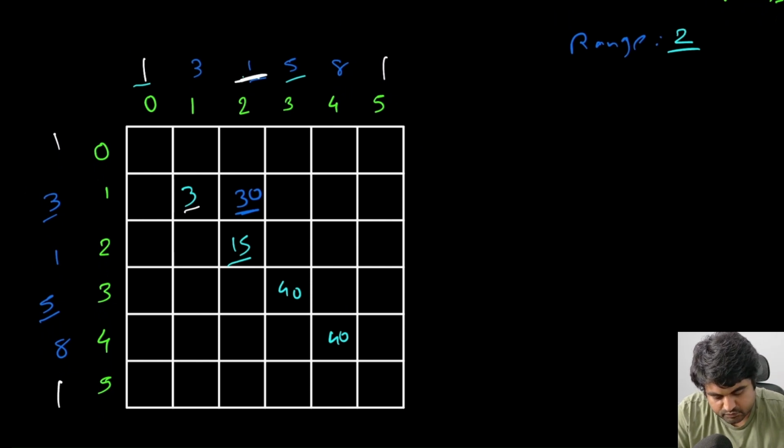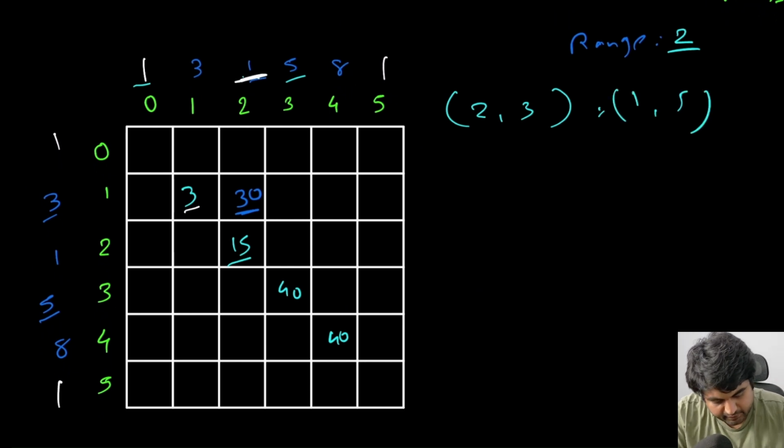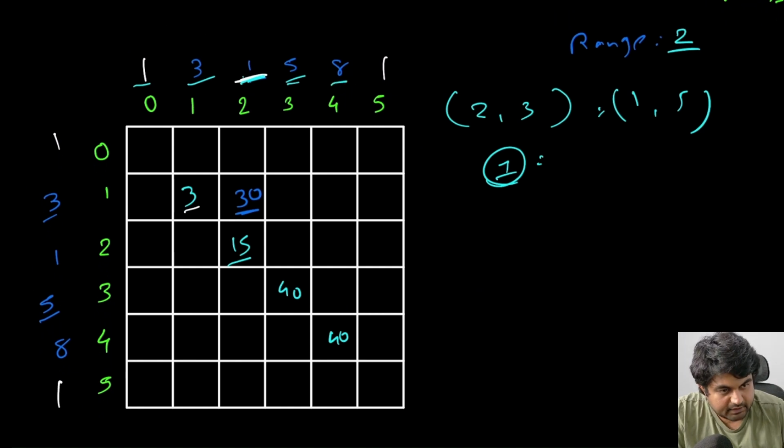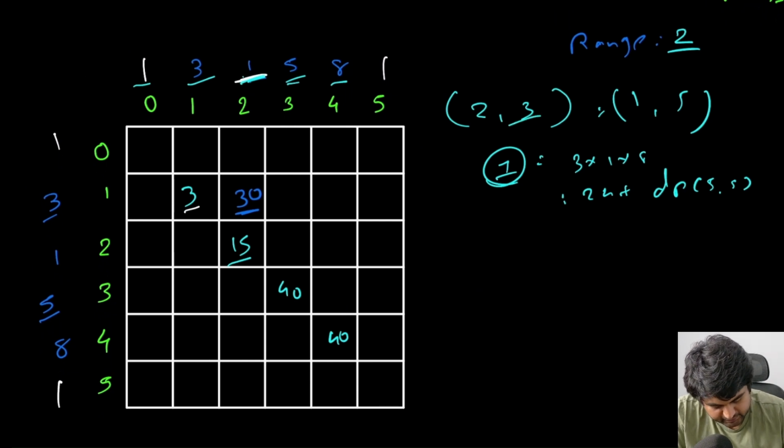Now let's come to the next range in our sequence, and I'll start moving quickly because I don't want to spend this much time on each of the things. Next range would be 2 to 3. So now for 2 to 3, the values are going to be 1 and 5. Now what if we decide to burst balloon number 1 last? If we burst balloon number 1 last, it's going to be 3 multiplied by 1 multiplied by 8. So that would be 24 plus whatever value we get from dp at 3 and 3, which is 40. So the sum is going to be 64.